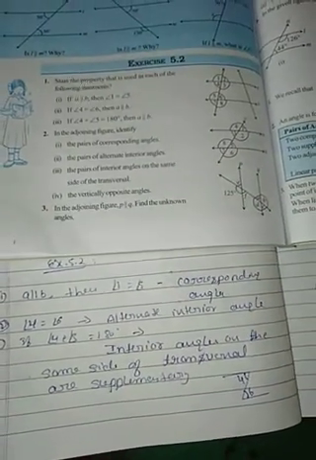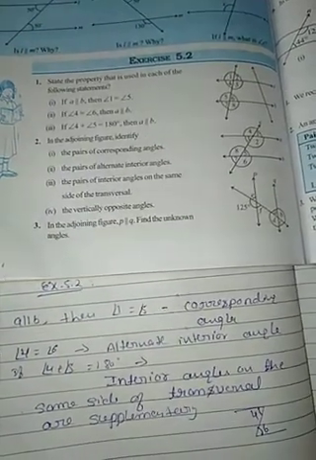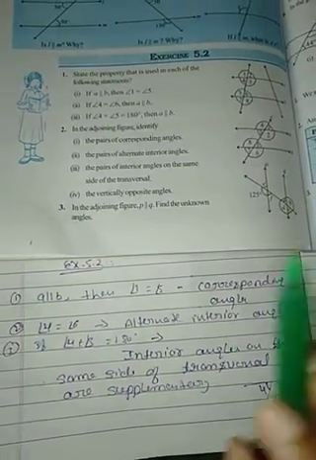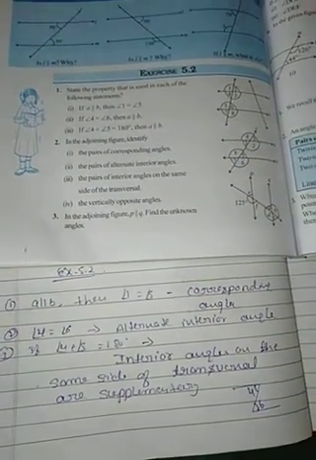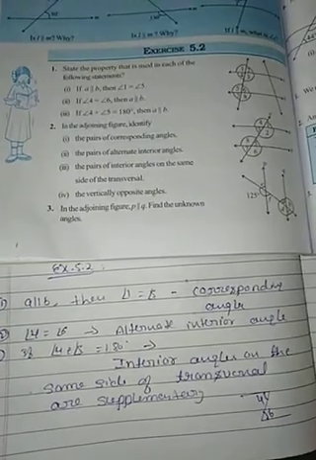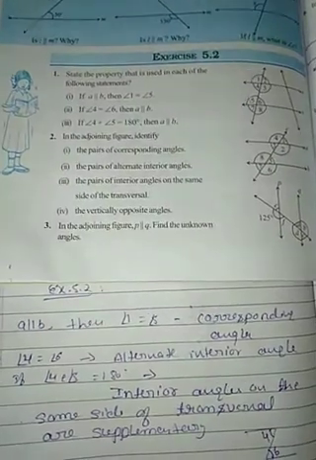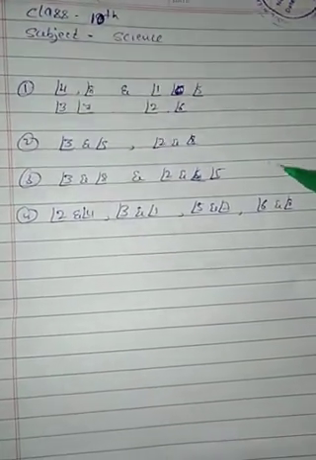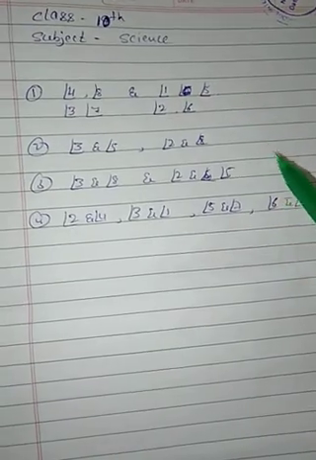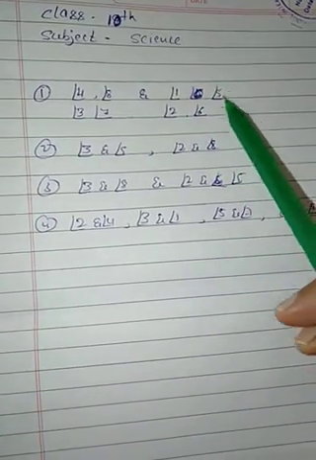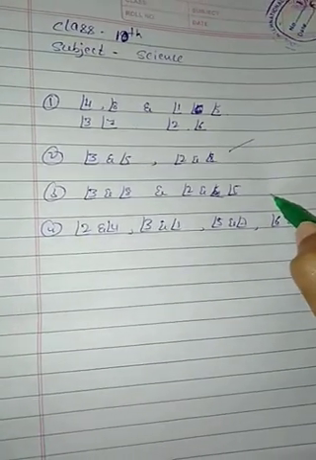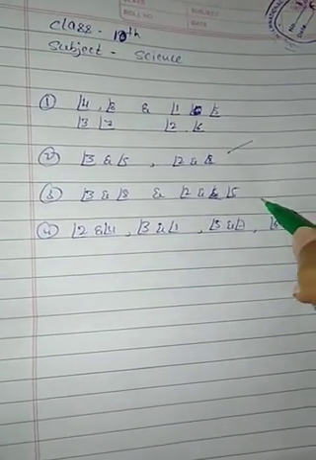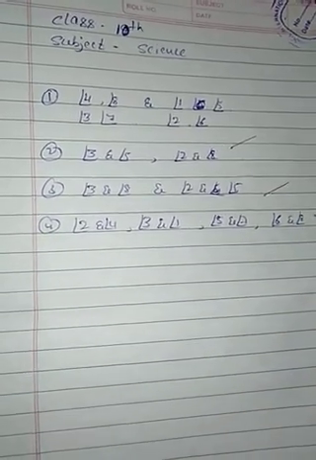First you should see my previous video, then recall all these. Here I didn't write any angles, just explaining, so listen carefully. If you want, I will write the angles once, just to clarify. The first one is pairs of corresponding angles, the second one is pairs of alternate angles, the third one is pairs of interior angles on the same side, and the fourth one is vertically opposite angles.